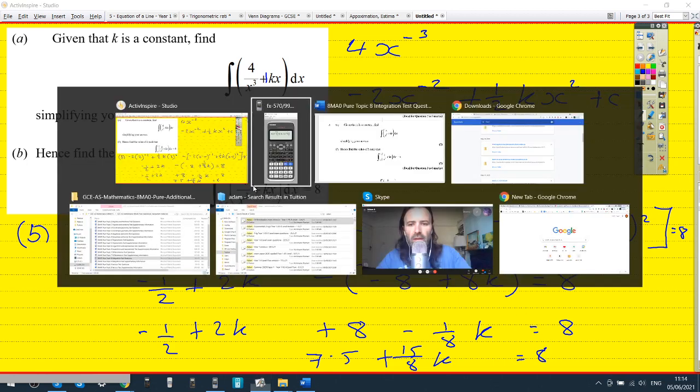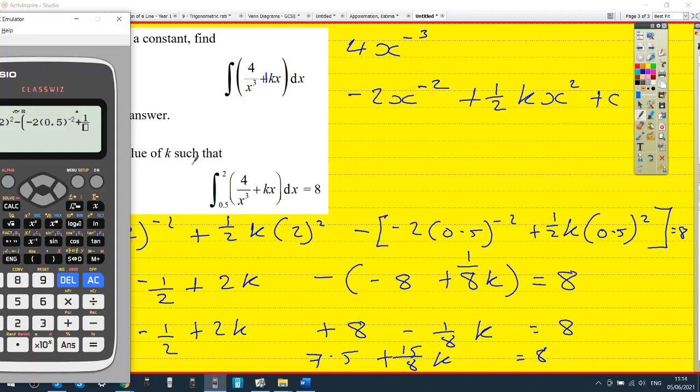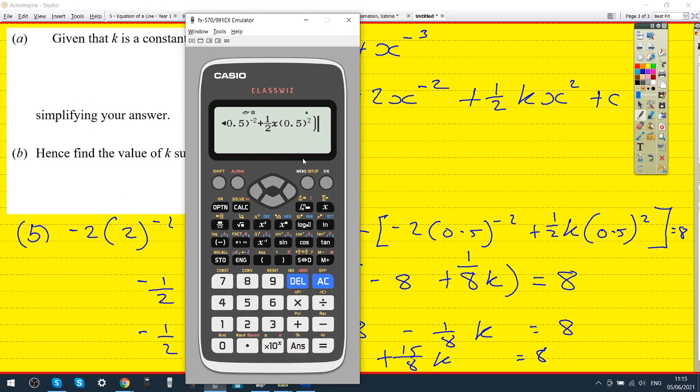Equals 8. And then you can minus 7.5 on both sides. And you get a half on the right. And then you divide by 15 over 8 on both sides. And you get 4 over 15 equals k. So 4 over 15. And I'm going to put this entire thing from the beginning.